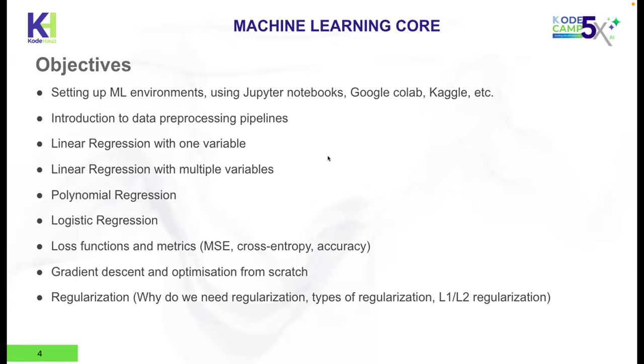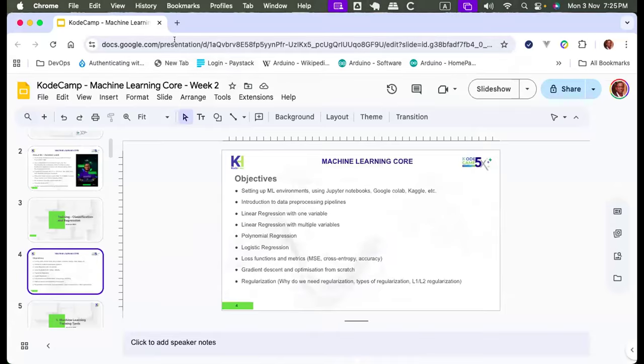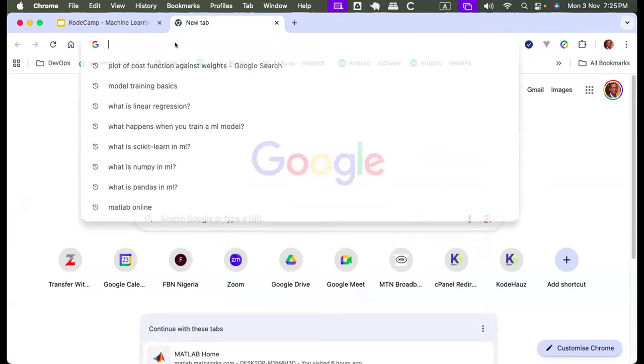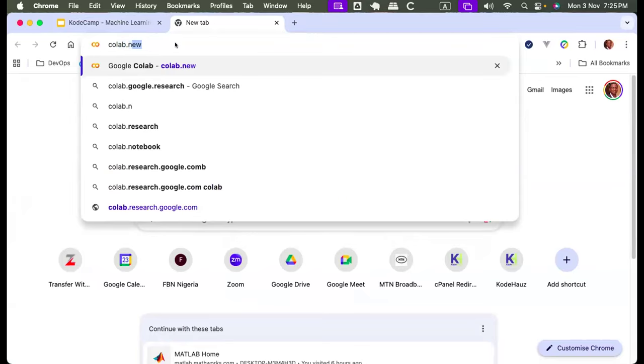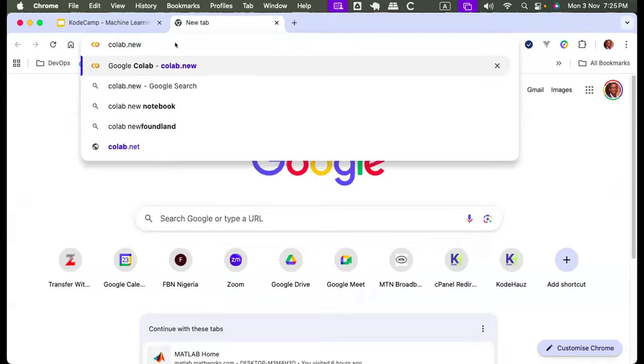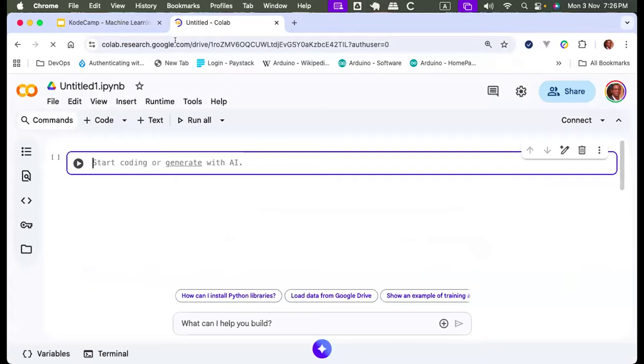Remember, I also said that when you are using Google Colab, you already have Jupyter Notebook. So you can create a new Jupyter Notebook simply by typing colab.new. Just like everything else, sheets.new will give you a new Google Sheets. Docs.new will give you a new Google Doc. Slides.new will give you a new Google Slide. Forms.new will also give you a new Google Form. So Colab.new will give you a new Jupyter Notebook that is saved in your Google Drive, right? So you can see that happens.